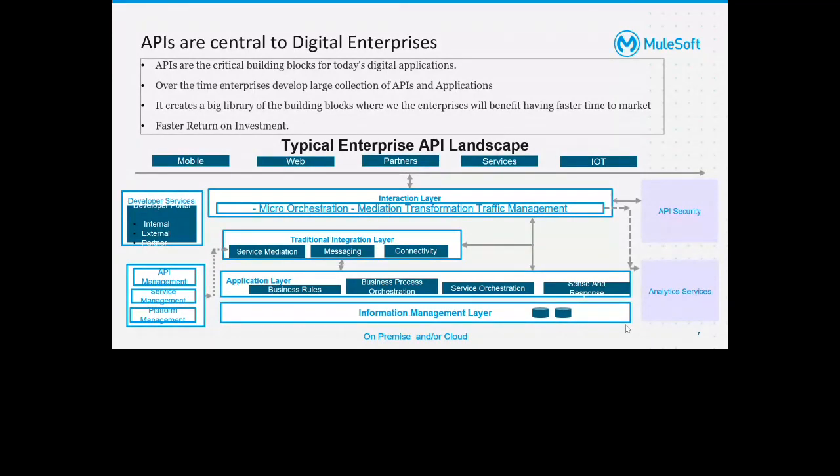And then, who is calling our APIs? Your client could be a mobile or web client. A partner could be using your APIs, and some applications may be calling those as well. You also have IoT devices, and all this is supported by your applications, API security, analytics services, developer services, and the management layer: API management, service management, and platform management.